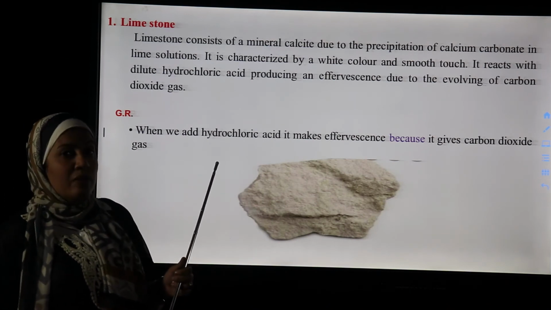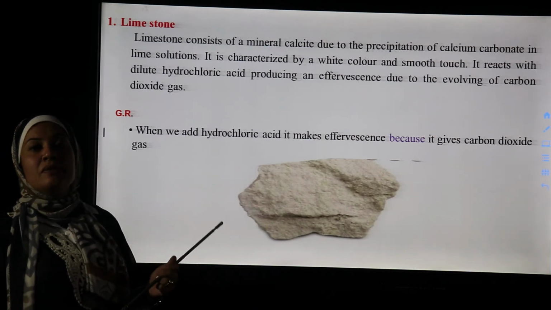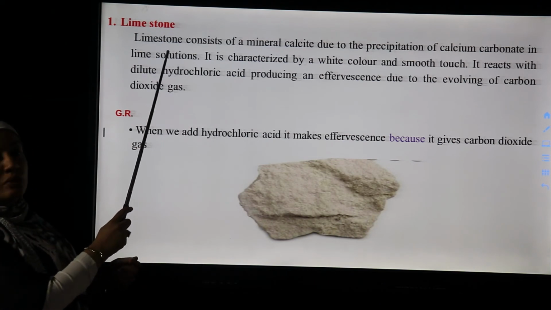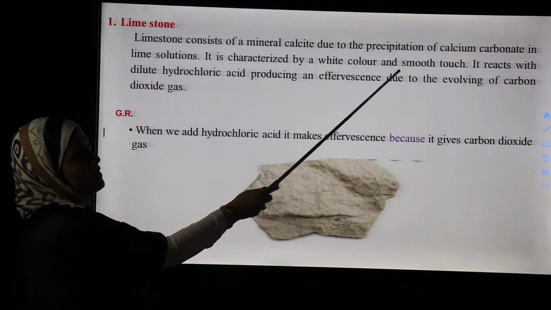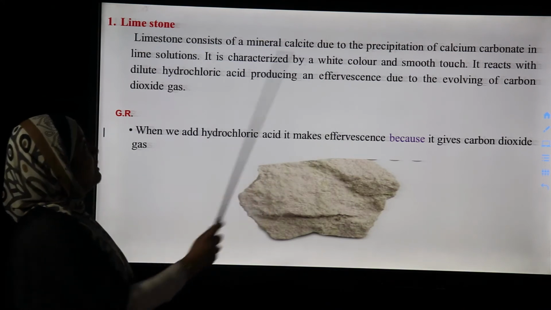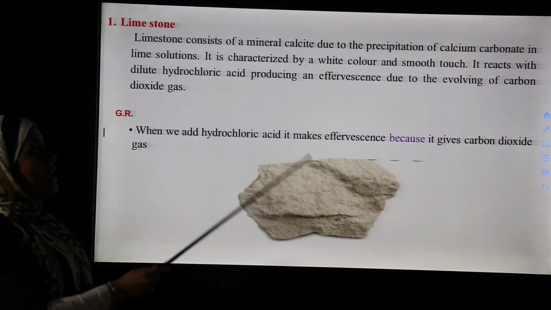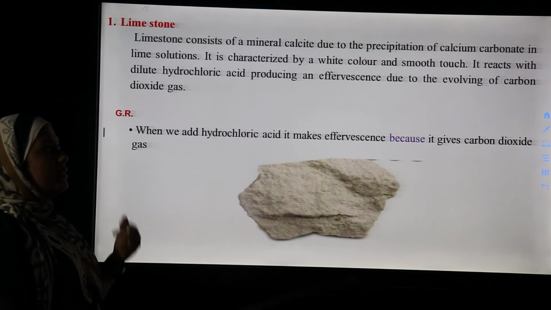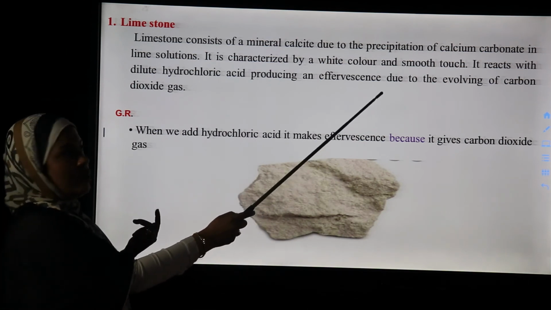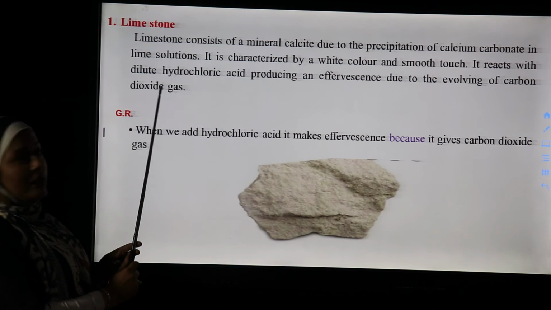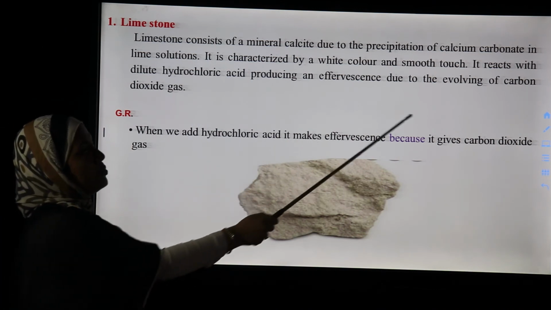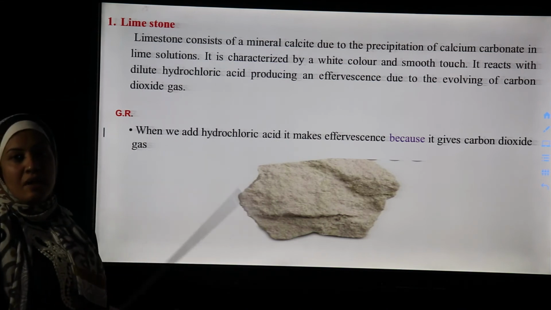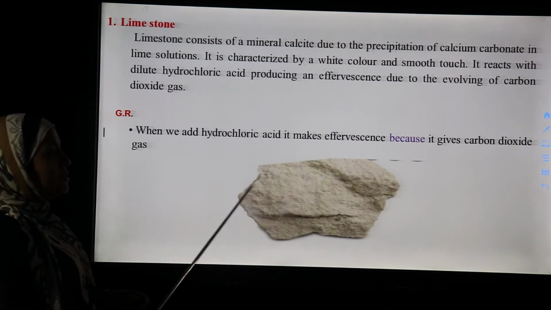Now we will talk about the second example of sedimentary rocks, which is limestone. Limestone consists of the mineral calcite due to the precipitation of calcium carbonate in the lime solution. And it's characterized by its white color and smooth touch. It reacts with dilute hydrochloric acid, producing an effervescence due to the evolving of carbon dioxide gas. And this is the shape of the limestone.